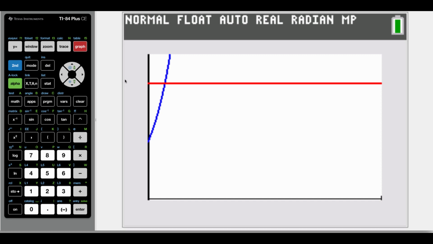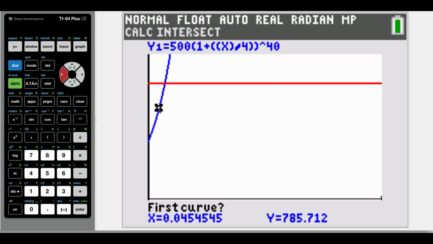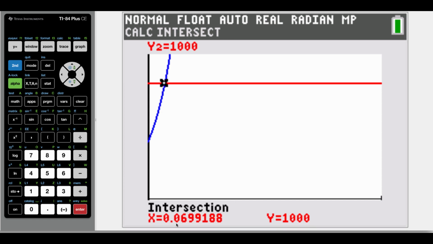I want to figure out where these two graphs intersect, so I'm going to hit second trace and pick option number 5, intersect. I make sure that my cursor is on my first curve, which is my blue graph. I hit enter. I make sure that it switches over to the red graph, then I hit enter, enter, and we get an x value of 0.0699. Now if we wanted to convert that into a percent, we would slide the decimal 2 places to the right, so that would be 6.99%.